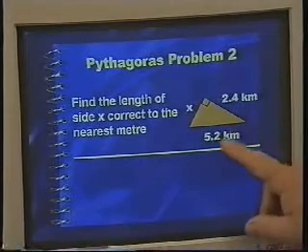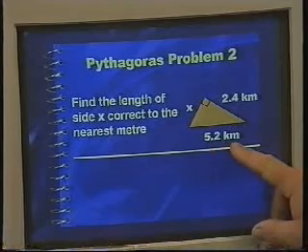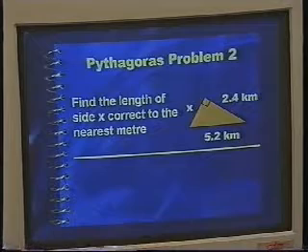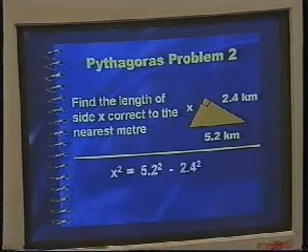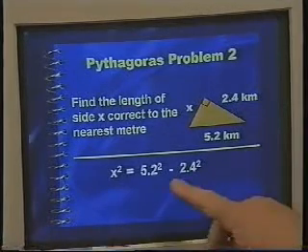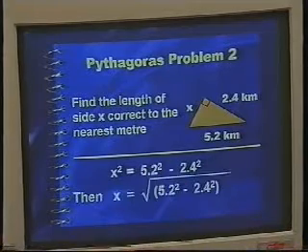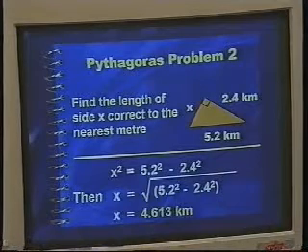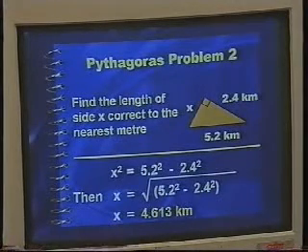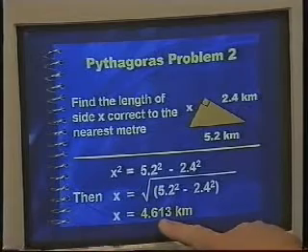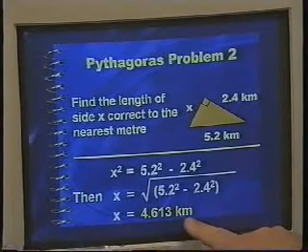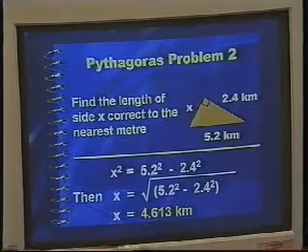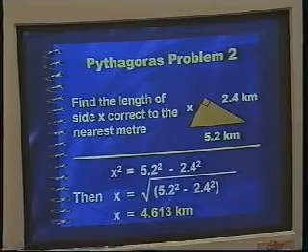The next problem, a little bit more difficult. Here we actually know that the hypotenuse is 5.2 kilometers. The other side is 2.4. We have to find the third. This is actually a matter of subtraction. We subtract 2.4 squared from 5.2 squared. I've written that in this particular format with brackets and the square root sign. In the calculator I get 4.613. Now I've actually given it to 3 decimal places because the answer is in kilometers and we were asked to give it to the nearest meter, and of course there are 1,000 meters in 1 kilometer.